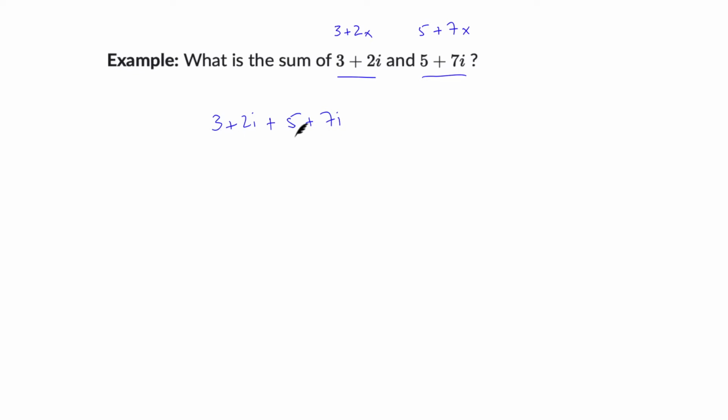So you add the real numbers, which is like 3 here and 5 here, and then the imaginary numbers, 2i plus 7i. Very simple. And the answer will be 3 plus 5, 8, plus 7 plus 2, 9i. This is our answer. Multiplication works in exactly the same manner as well.